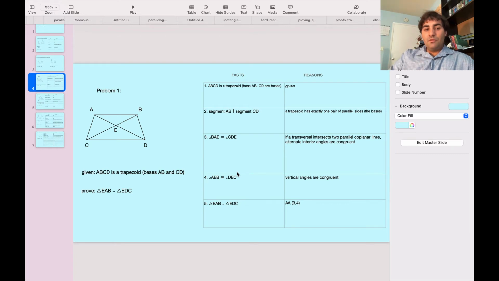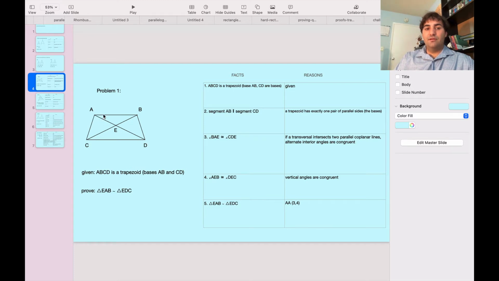So we're given that ABCD is a trapezoid with bases AB and CD, and we want to prove that triangle EAB is similar to triangle EDC. So we write down what we know. And we know a trapezoid has exactly one pair of parallel sides, so the bases, right? So segment AB is parallel to segment CD. Given this setup, we should think about alternate interior angles, right? If a transversal intersects two parallel coplanar lines, alternate interior angles are congruent. So we can use this segment AD as a transversal, right?